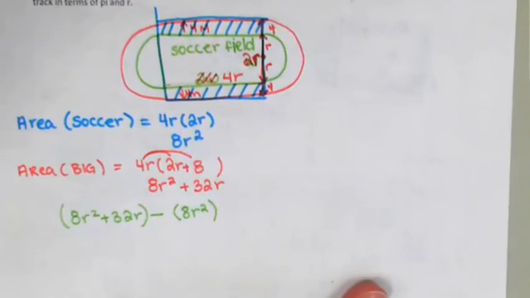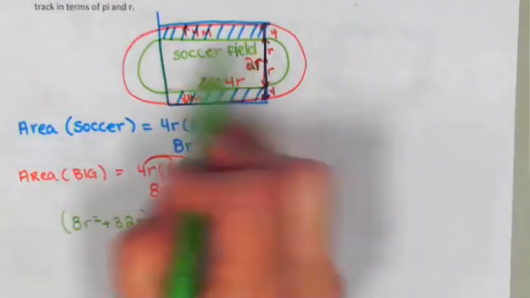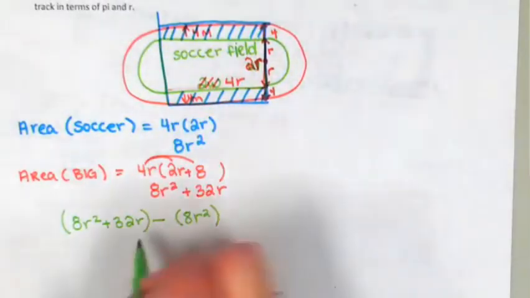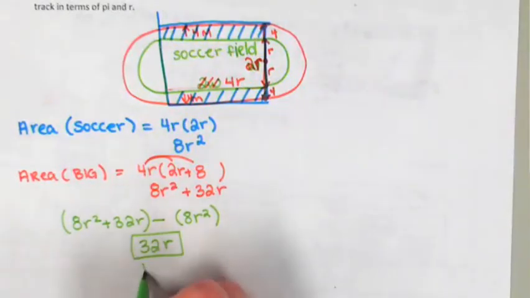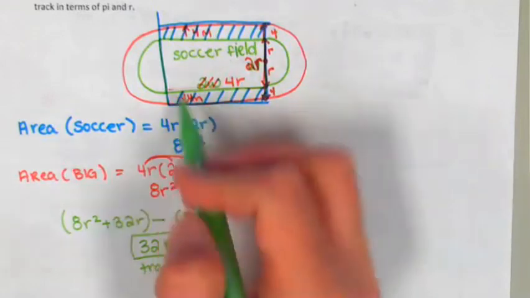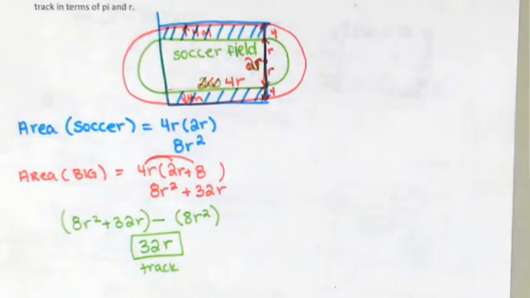So what is my area of the blue? Just 32R. So this is the track. So this is the track in the rectangle part. Does that make sense to you guys? Okay. Now, we need to look at our circles now.